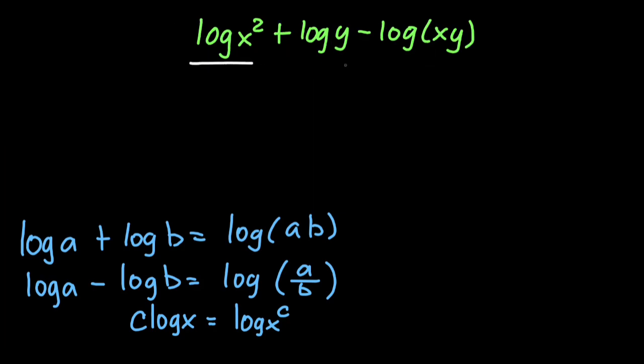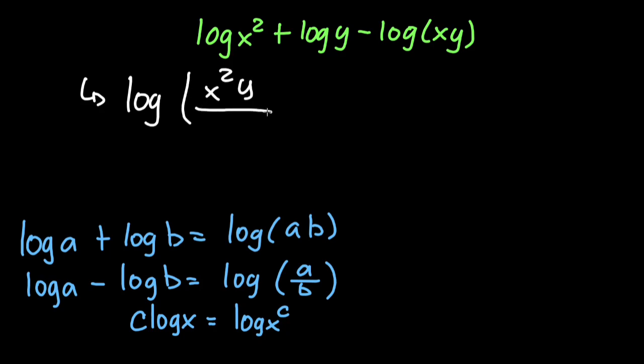Log of x squared plus log of y minus log of xy. Since we don't have any variable in here, we can just copy this as it is. And so we can go straight to condensing it. So this would be log of x squared multiplied by y over xy. To simplify this, y here would cancel and x would cancel, leaving you with a single x. And so your final answer would be simply log of x.